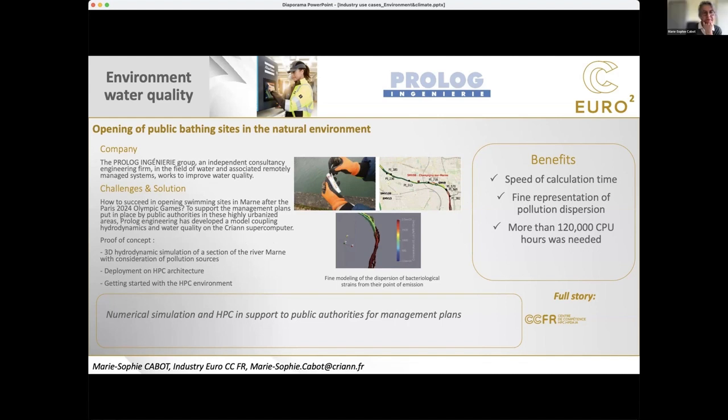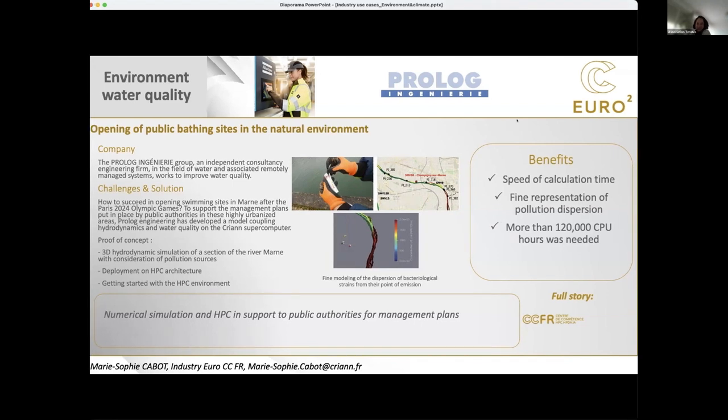To evaluate whether they would be able to take measures quickly enough in case of a bacteriological pollution episode from one of the suspected emission points. Okay, so this was a request from the public authorities to support them in taking decisions after a pollution event to know how to manage the access to the river. So we'll see this in activity this summer with the Olympic Games indeed.